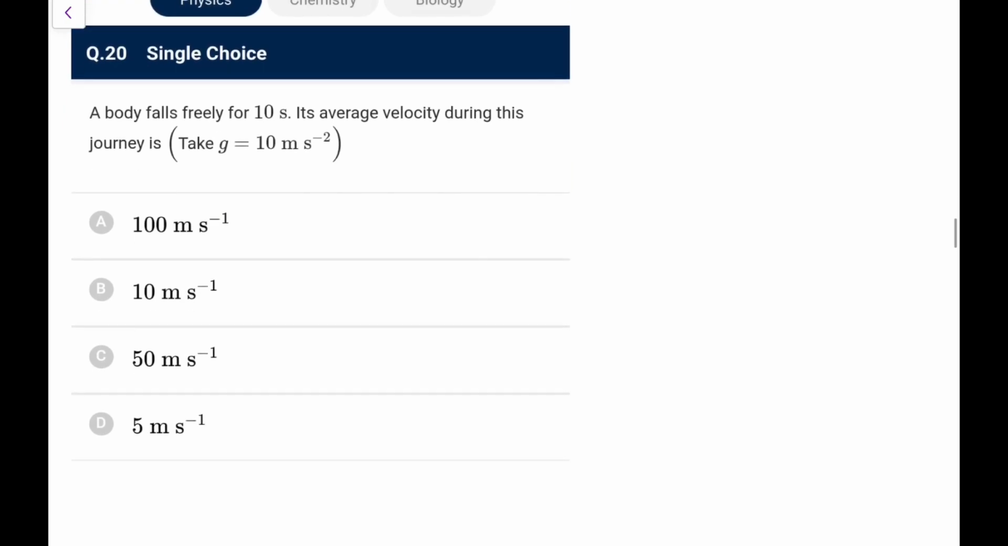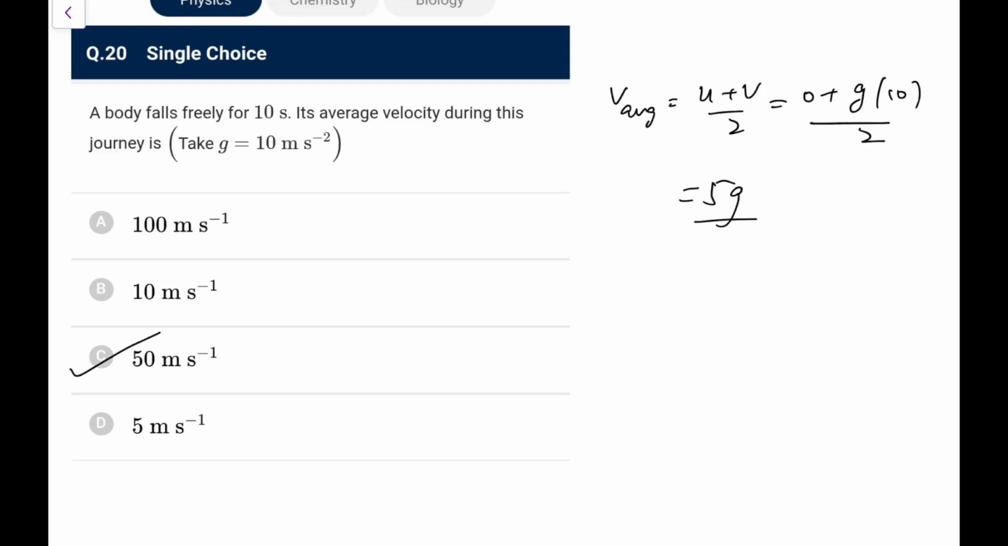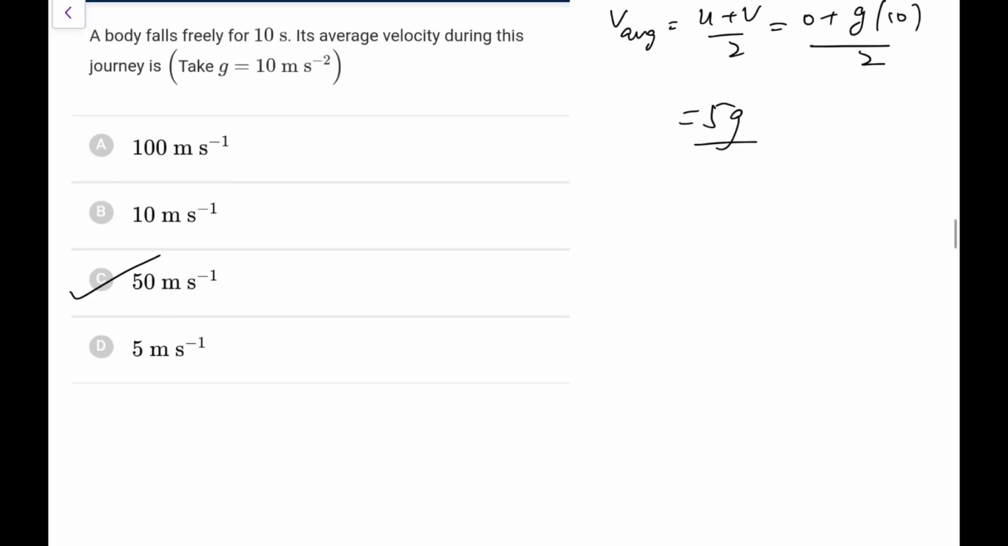Its average velocity during the journey, because it is uniformly accelerated, we can write V average as (u plus v) by 2. Initial is 0. After 10 seconds it would be g into 10 by 2. So it is 5g. 5g means 50 meter per second. Go for option C here.